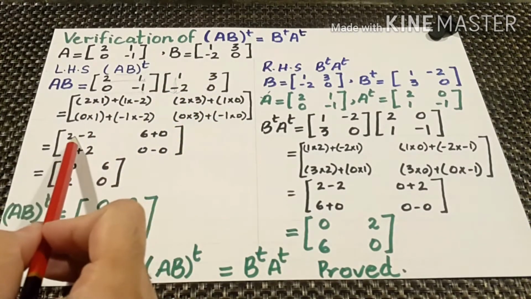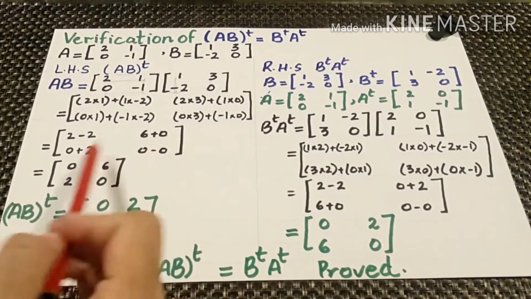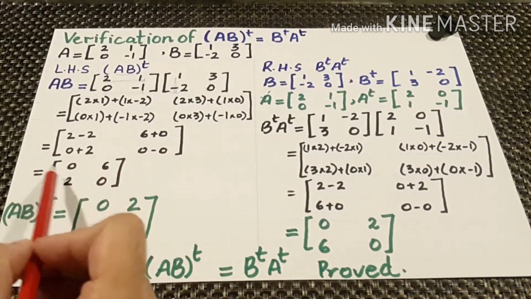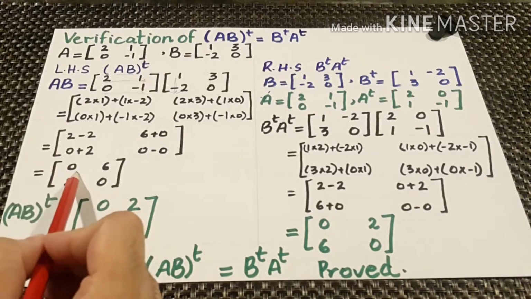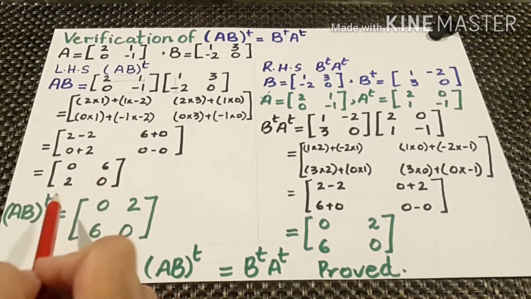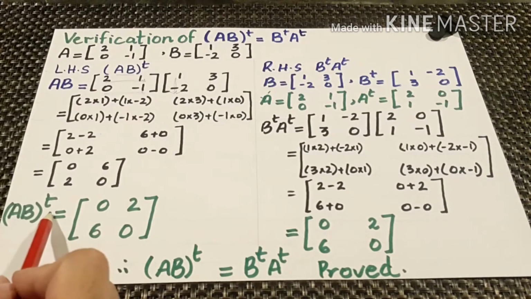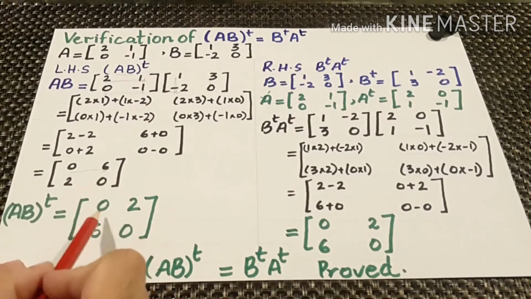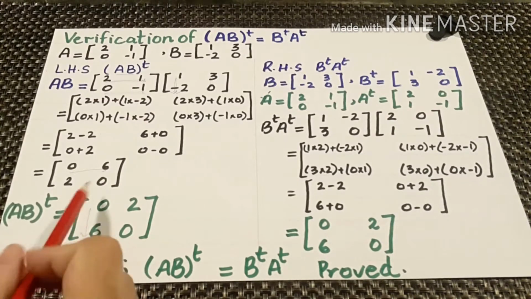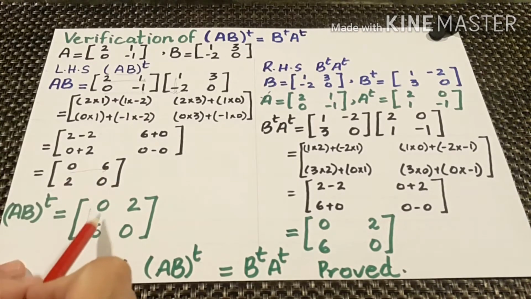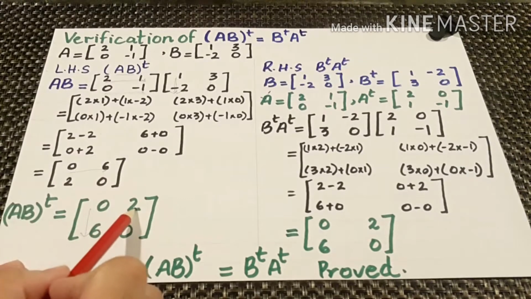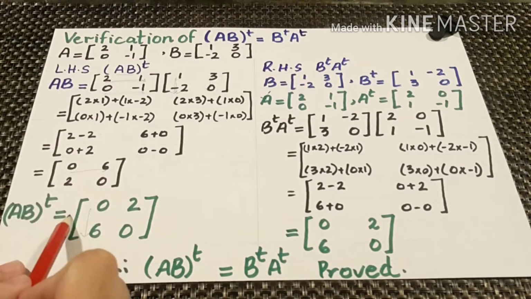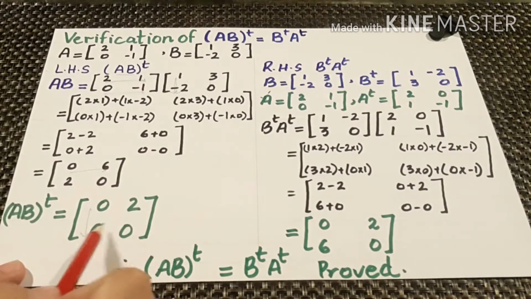So we get 2 minus 2, 6 plus 0, 2 plus 0, 0 minus 0. The matrix AB is 0, 6, 2, 0. Now we take the transpose. What is transpose? The values in the row will become the values in the column. 0, 6 will come here, 2, 0 will come here. So AB whole transpose matrix is now 0, 2, 6, 0.